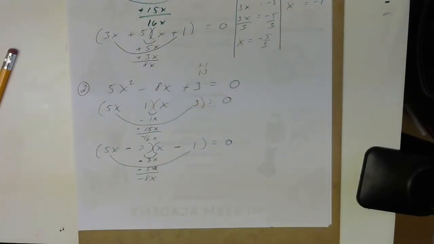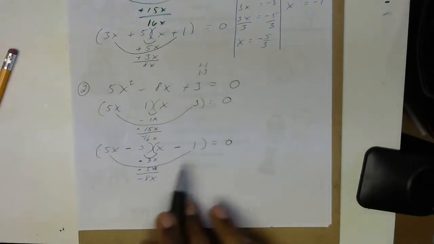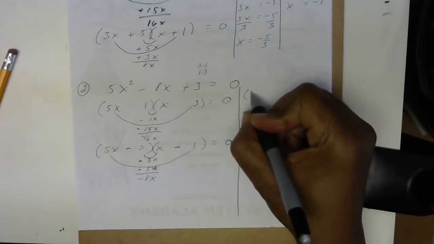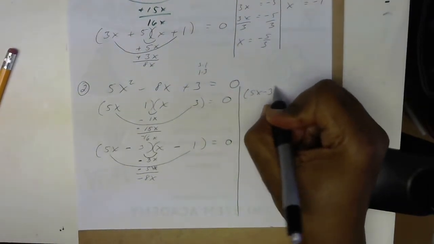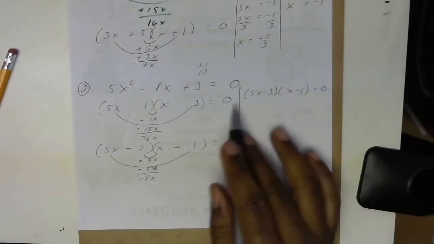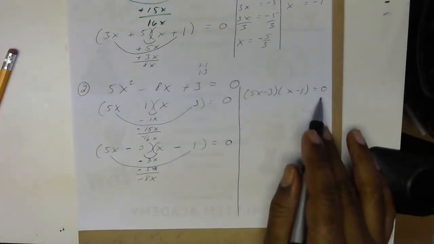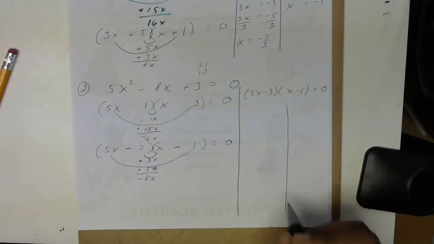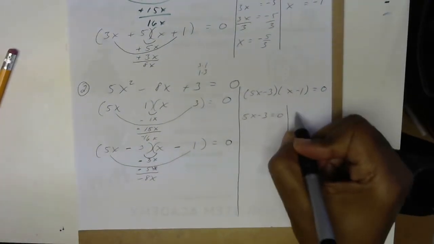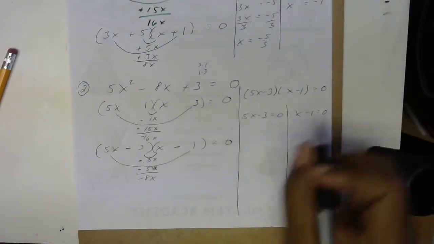Alright, good. Alright, since I'm kind of out of room, I'm going to take this problem over here to this side. And I'm going to write 5x minus 3 and x minus 1 all equals 0. And I'm going to solve this because I have factors here that equal 0. That means each factor can be set equal to 0. 5x minus 3 equals 0. And x minus 1 equals 0.